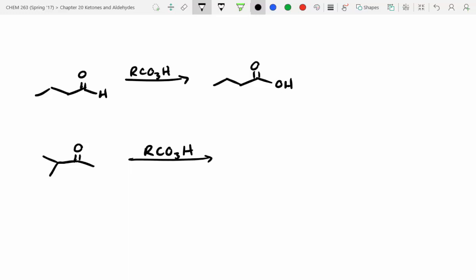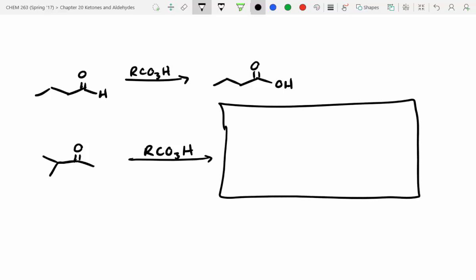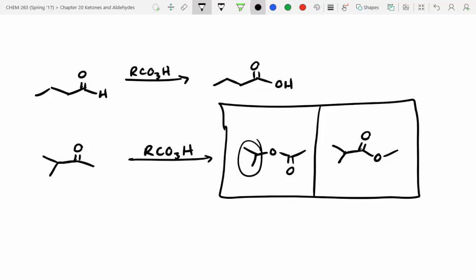What product would we get out here? So we've got two options. We could have the oxygen delivered on the left-hand side, or we could have it on the right-hand side. Which one's more likely? The left-hand side, right? We just said that secondary carbons, like this one over here, are more likely to migrate and be attached to the oxygen than the primary carbon.